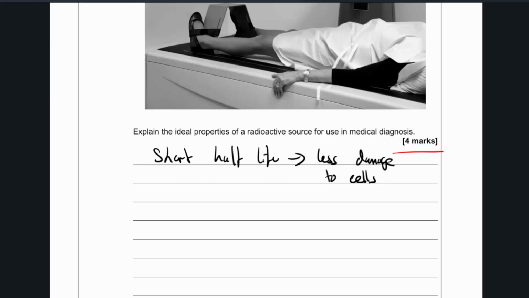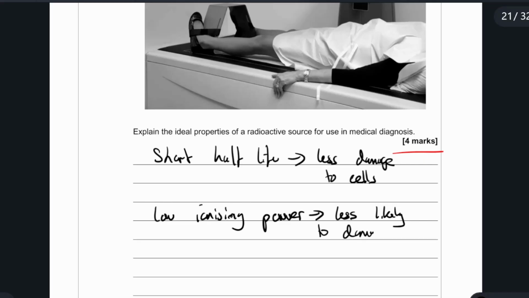The next property we could mention is something which has a low ionizing power. So something which is not very ionizing, and why do we actually want that property when we use something for medical diagnosis? Well, it's less likely to damage cells or cause cancer, basically. That's actually the key thing. And that should be enough for the 4 marks.